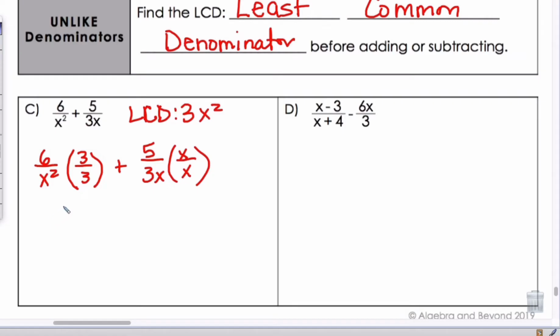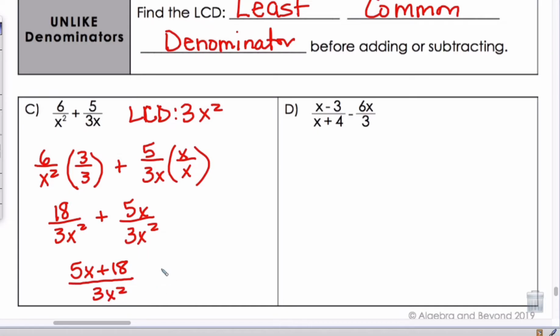Now I'm going to rewrite this. I'm going to end up having 18 over 3x squared. And I know I'm making it larger. That's the idea, we're making it larger so we can have the common denominator. Then I have 5x over 3x squared. Now I do have the common denominator, and I can add the numerators. So I will have 5x plus 18, and I'm just putting it in standard form in my head, all over 3x squared. And that is going to be my final answer.